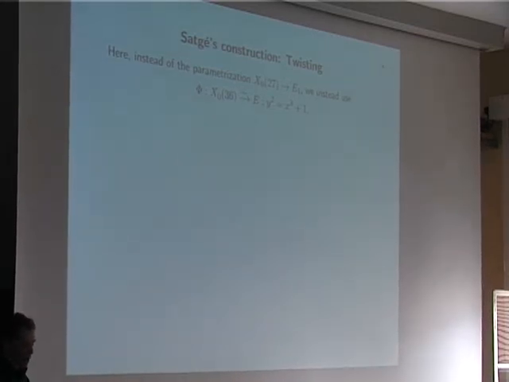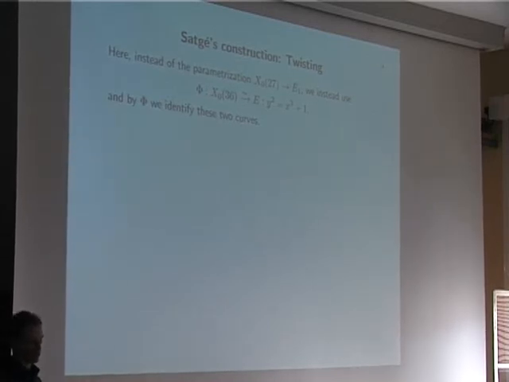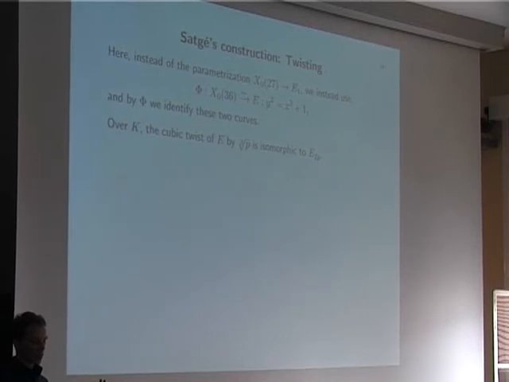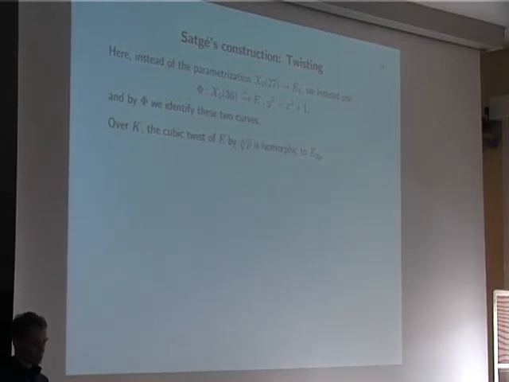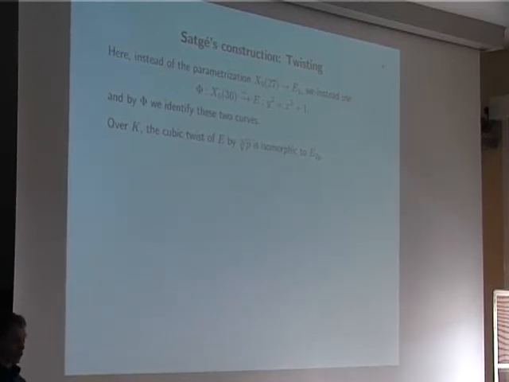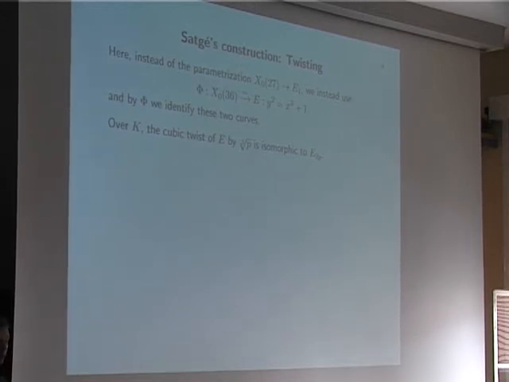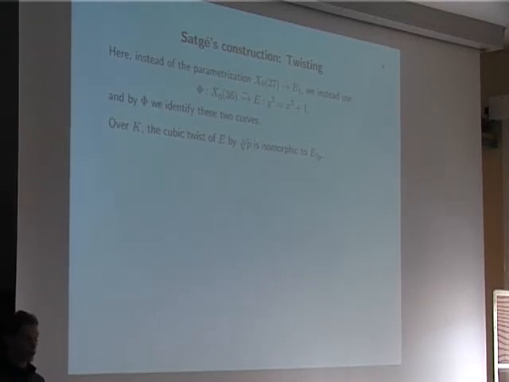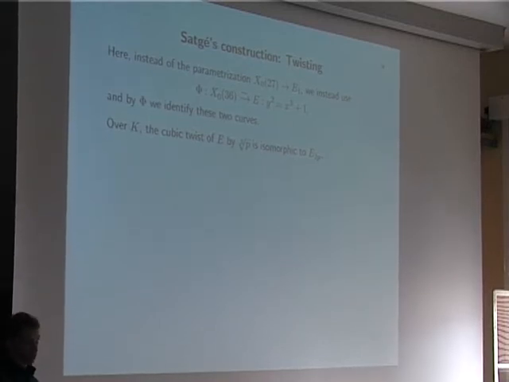OK, well, why bother looking at that? First of all, let me identify these two curves using phi. Somehow we want to get back to one of our curves, E_n. If you look at this curve over K, and you consider the cubic twist of E by the cube root of p, you can show over K that this is isomorphic to E_{2p}.